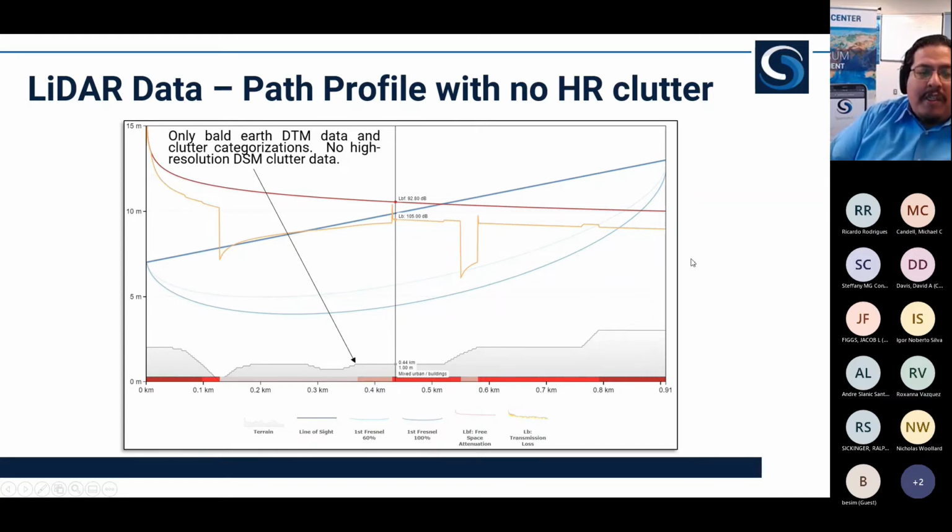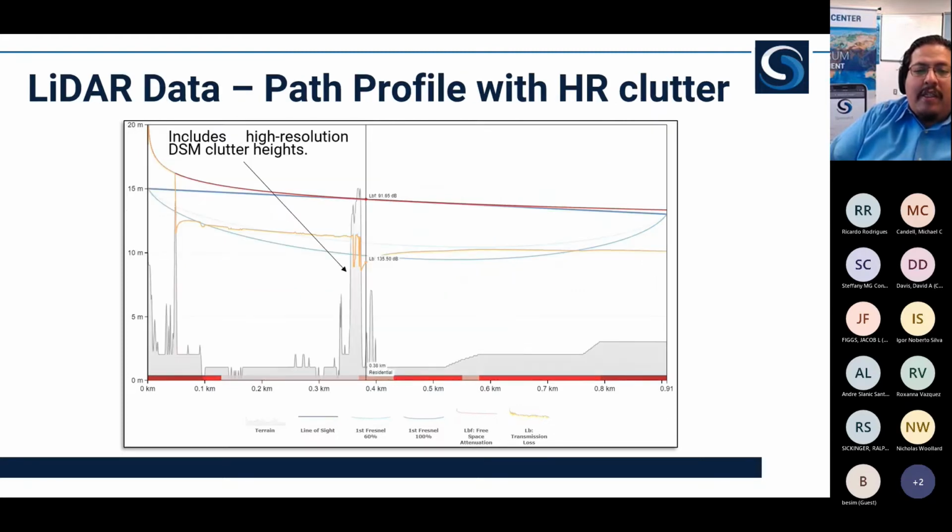Because we separate the DTM and the DSM information in SpectrumE, we can, for the same profile, elect to introduce the clutter data, the height information. So here's the same profile, but I've pulled in the DSM clutter information. Obviously it changes the profile a good deal, brings in a lot of obstructive data, will change the path loss calculation, and changes things around a little bit in how the path profile is calculated.